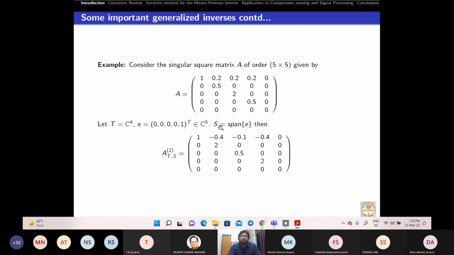This may be somewhat technical, but in brief, the benefit of A_{T,S} is that it is the most generalized way. Once you have a method for A_{T,S}, you can have methods for different other generalized inverses for different choices of T and S.